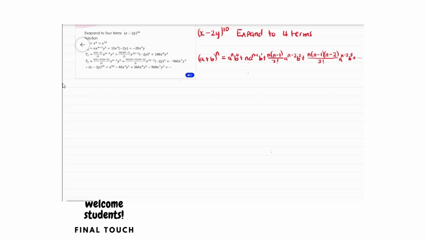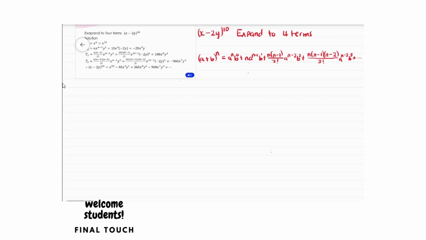Here our binomial coefficient on the first term is 1, and on the second term the binomial coefficient is represented by n, and on the third it's n into n minus 1 over 2 factorial. So this is very important.